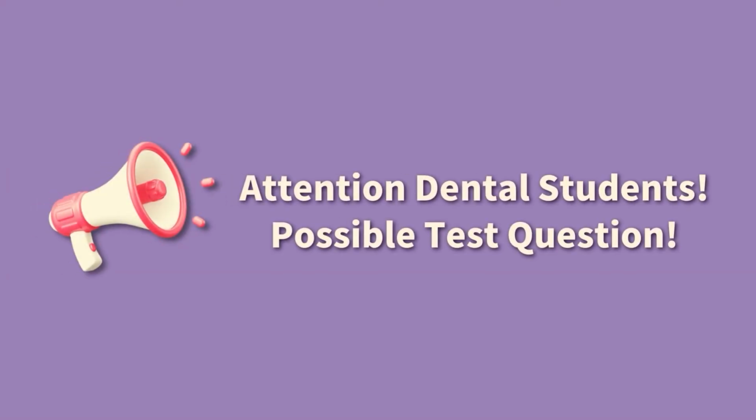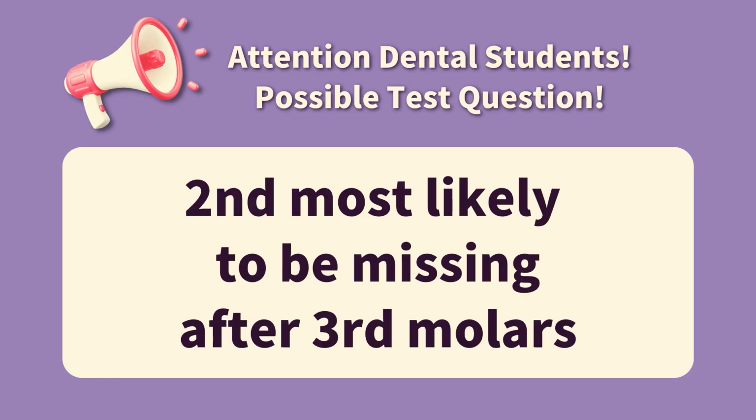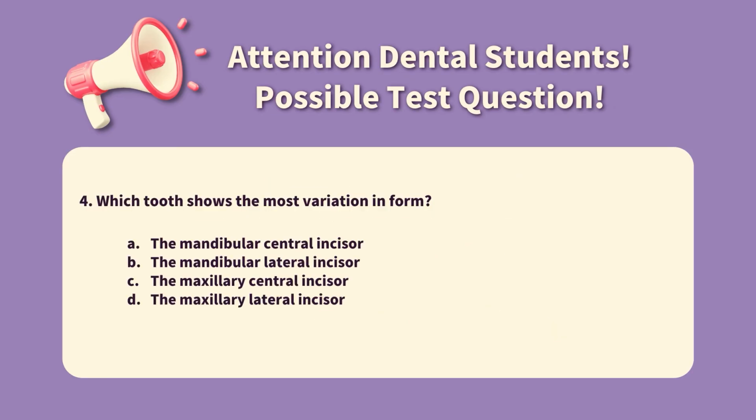Attention dental students. Another possible test question topic is the variation that you see in the maxillary lateral incisor. The maxillary lateral incisor is the second most varied tooth after the third molars and the second most likely to be missing after the third molars. Potential questions include: which tooth shows the most variation in form? The maxillary lateral incisor. Which tooth is most likely to be congenitally missing? The maxillary third molar.